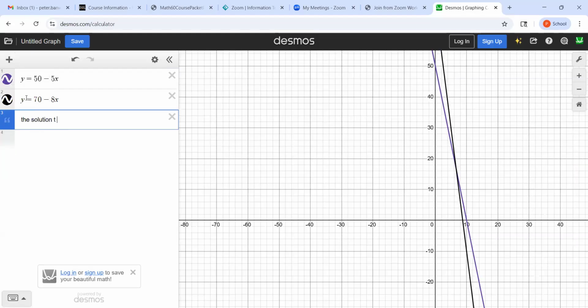So the solution to this system is (x, y) equals, I think it was, 6.667 and 16.667. Let me double check.